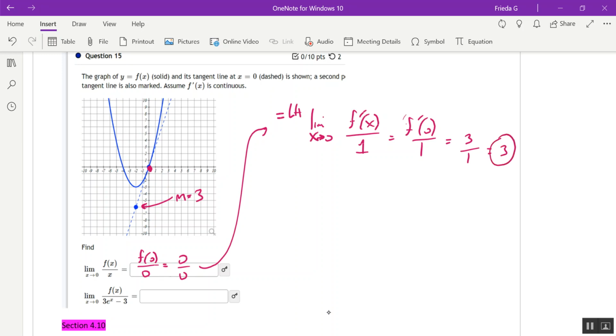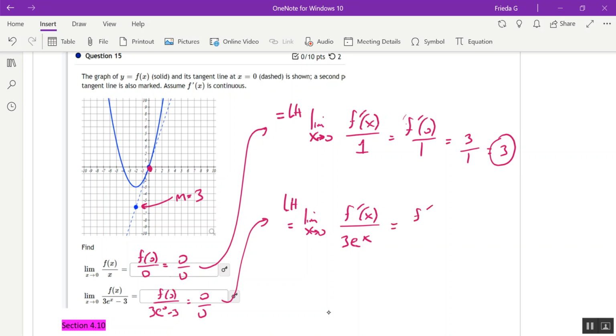Do the same thing with the second limit. If we just take the limit, we get f of 0, which is 0, over 3 e to the 0 minus 3. That's 0 over 0. So we use L'Hopital's rule. This is the limit as x goes to 0. Derivative of the top is f prime of x. Derivative of the bottom is 3 e to the x. Now, let x equal 0. We get f prime of 0 over 3, which is 3 over 3, which is 1.